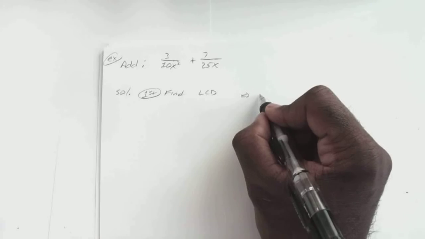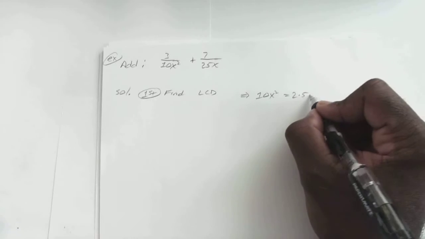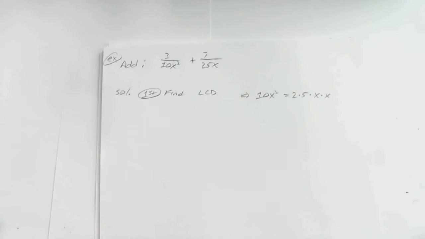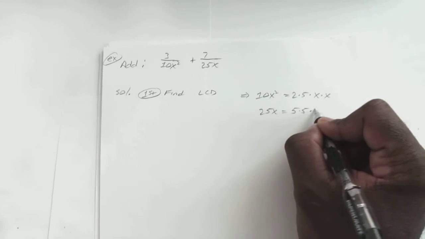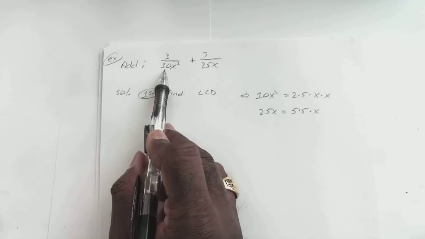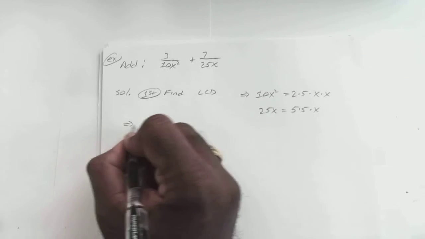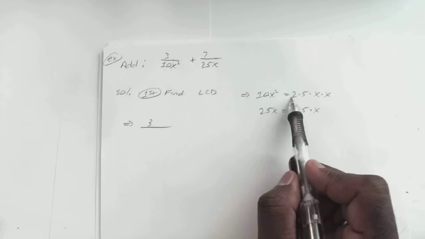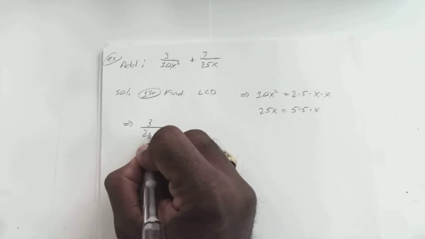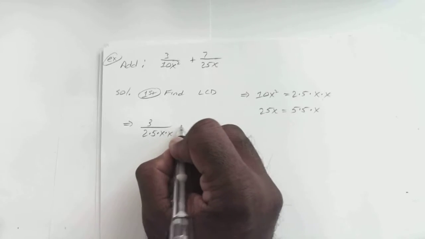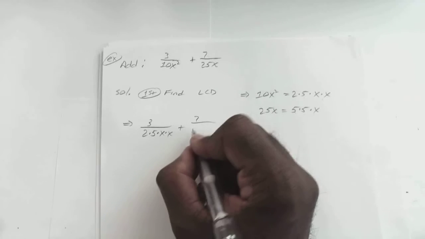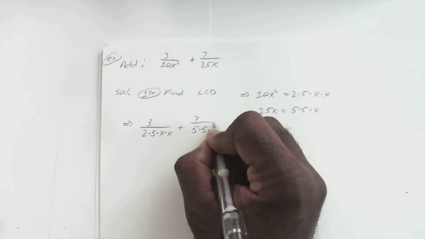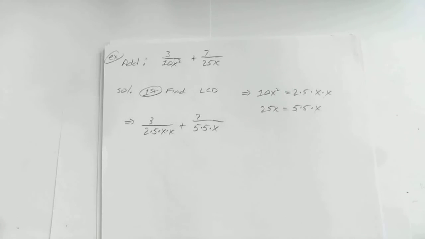Okay, so we know that 10x squared, 10 is just 2 times 5, and x squared is x times x. And 25x is just 5 times 5 times x. So we can go ahead and rewrite those as 3 over 2 times 5 times x plus 7 over 5 times 5 times x. Okay, so all we did was factor them out.